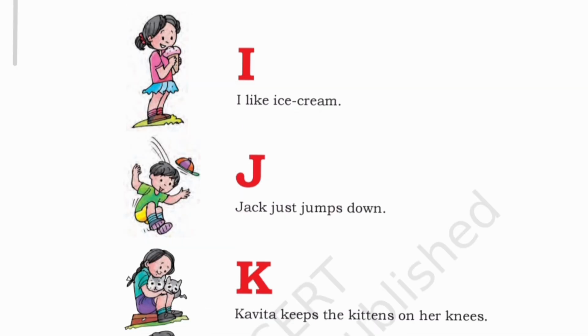Next alphabet or letter is I. I like ice cream. Here I and ice cream start with the alphabet I. J. Jack just jumps down. Here Jack, just and jumps start with the letter J. K. Kavita keeps the kittens on her knees. Here Kavita, keeps, kittens and knees start with the alphabet K.